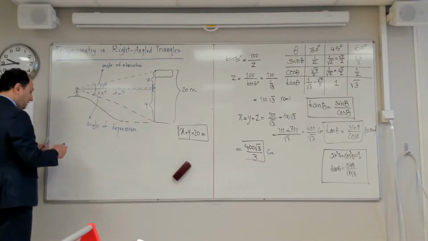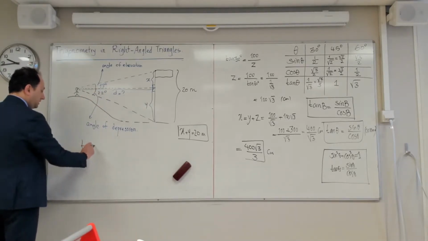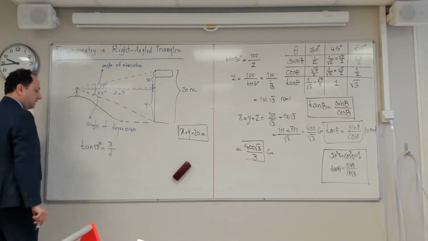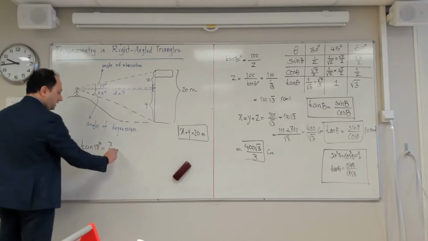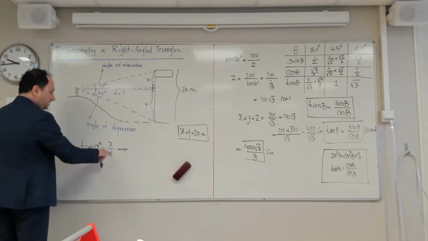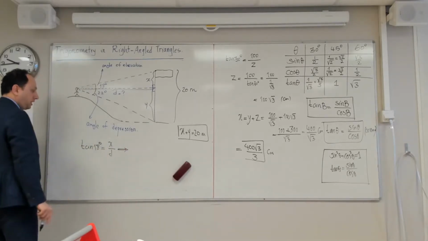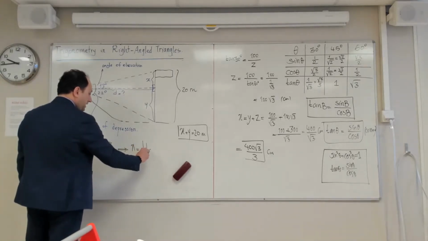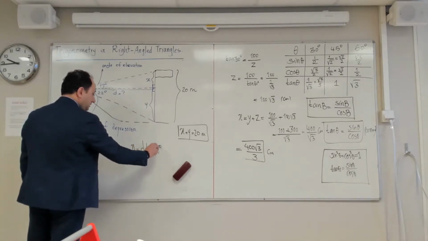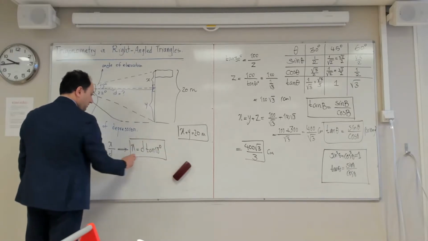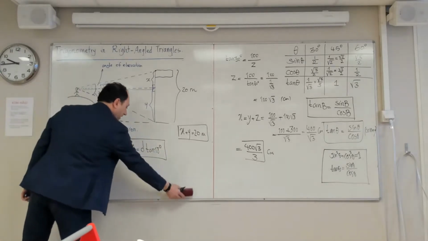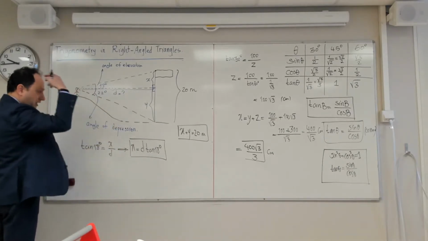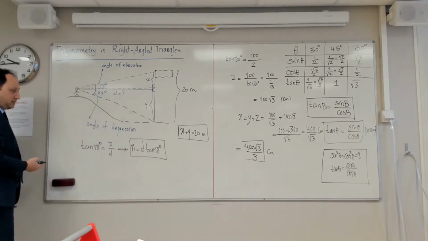So what can I write? I can write tangent of 18 is equal to x over d. But let me find x from here. If I want to find x, I multiply everything by d. So x becomes d times tangent of 18. You see, this is a little bit of a higher level problem because you need to have an idea what you are doing at the end, yes?